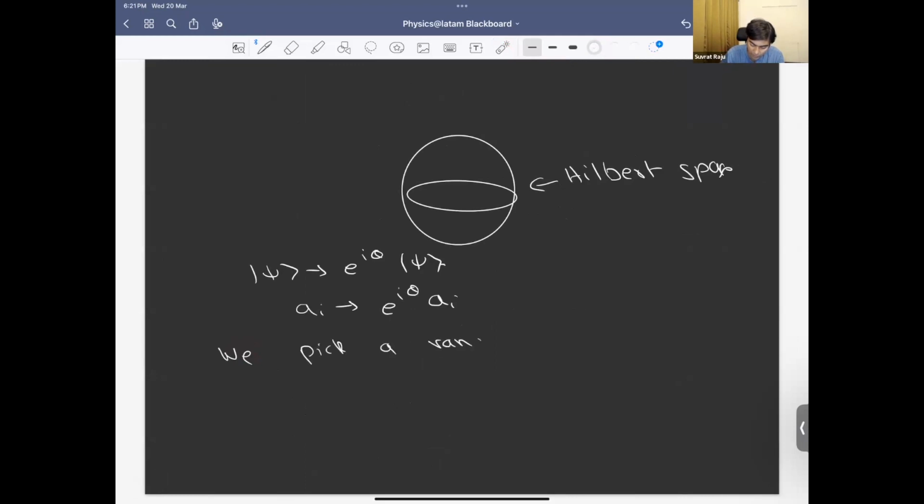a random point, and that's our typical state. Okay. So to define a notion of random, I'm going to introduce a probability distribution on the Hilbert space. And the probability distribution, in fact, is very simple. It's the probability distribution is just this.